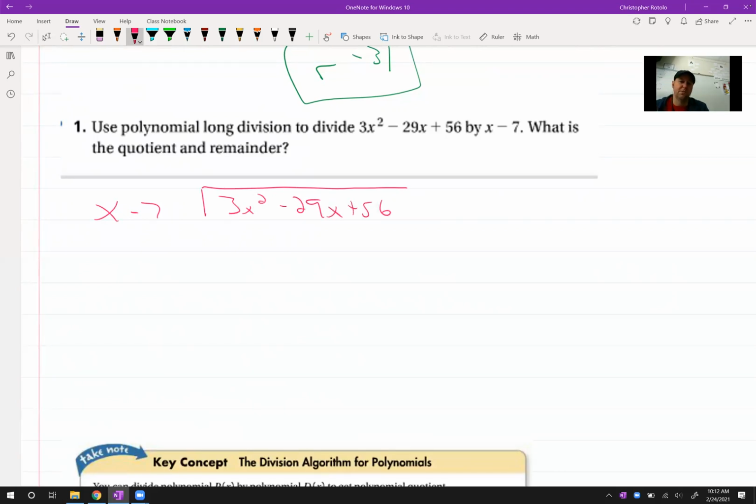Man, 3s, 29s, 56s. I don't know. This seems like a lot of work. I'm going to go see the nurse. I don't know. I'm just kidding.